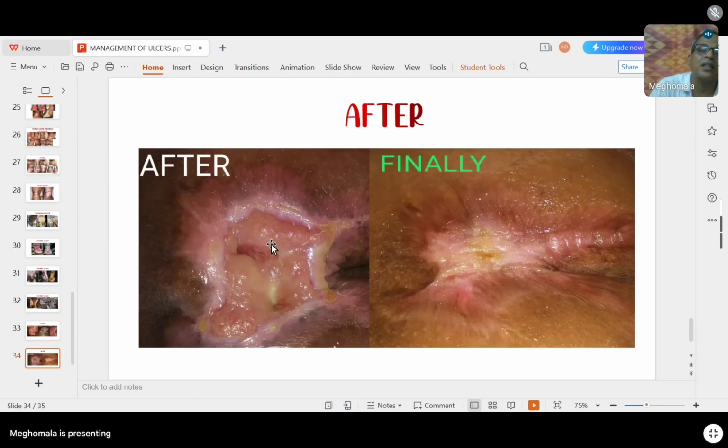And the size is diminishing gradually, and finally it has been healed. After it healed, she got her sensation back in the lower limbs. She can walk, she can do every kind of work. She is a village woman, and not only can she do her everyday household work, but she can also work out in the field.